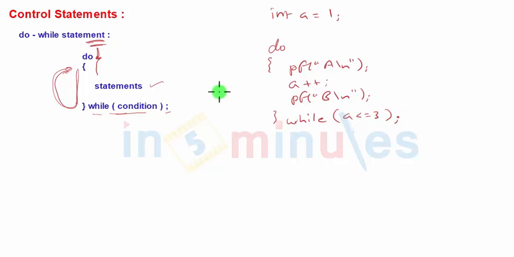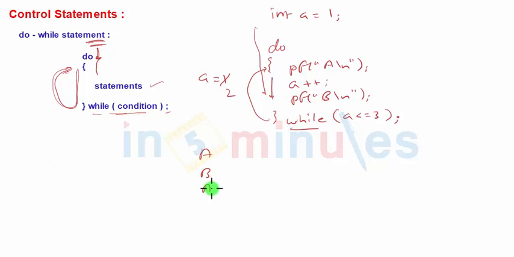Now how is this entire thing going to work? Initially a will be set to 1. The program will enter this do statement without checking any condition, and straight away printf a will work. Then a plus plus occurs, a becomes 2, printf b works, and then the condition will be checked over here: is a less than equal to 3. Since it is true, the program will jump up and execute the statements one after the other.